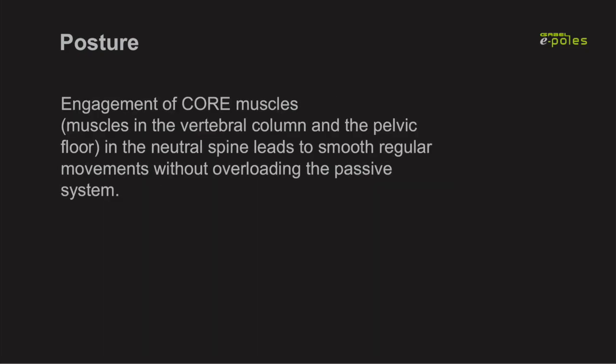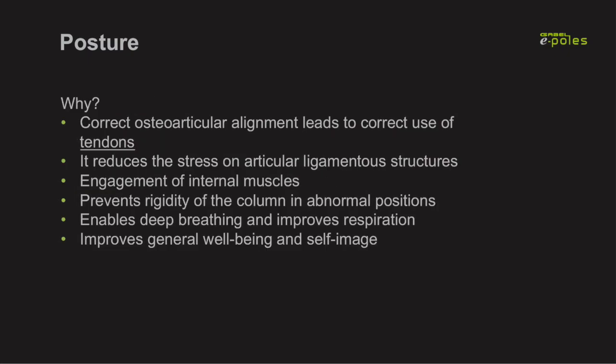Now that we talked about posture, let's talk about its importance for our health. The posture guarantees the right osseous alignments, which allow the correct use of tendon muscles. It reduces the stress of joint and ligamentous structures and guarantees the effective use of internal muscles. It also prevents the rigidity of column and abnormal positions and protects it against deviations mentioned earlier. And finally, it improves the general well-being of a person and their self-image.